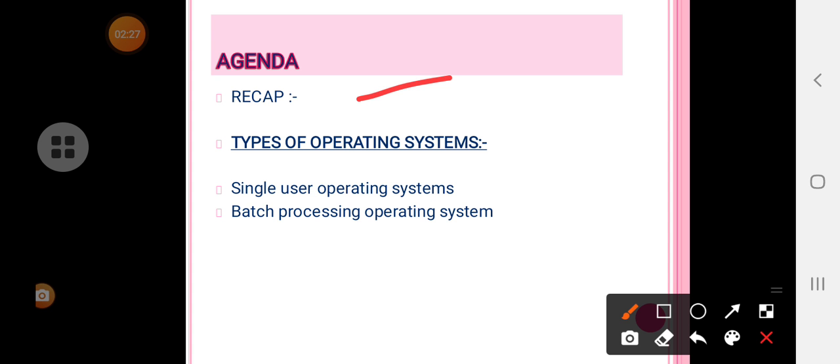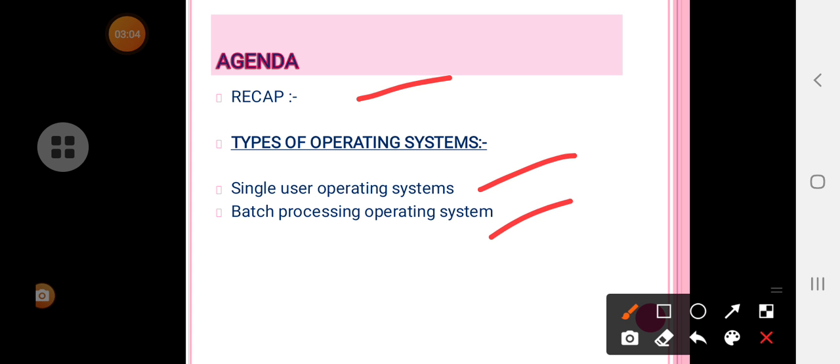Then I also discussed some types of operating systems. There are many types, around 6 plus 4, that is around 10 types of operating systems. In that I discussed only two: single user operating system and batch processing operating system. Single user operating system means only one user will be in front of the computer working. This kind of operating system is seen in usual laptops or computers.